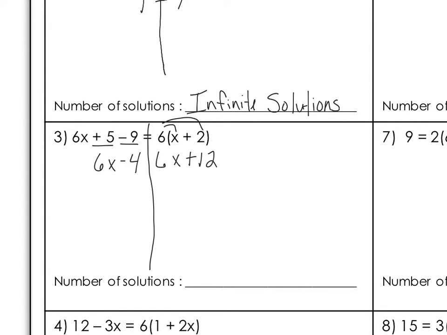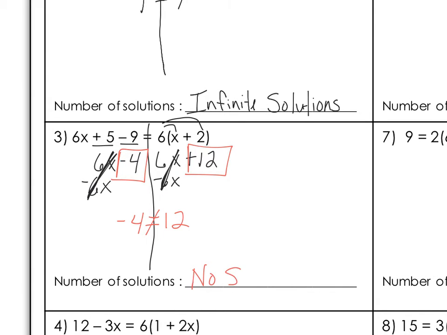Again, eliminate the variable from one side of the equation. So I'm going to subtract 6x from the right-hand side to eliminate it. That means I have to subtract 6x from the left-hand side. 6x minus 6x eliminates from the left as well. And I'm left with negative 4 on the left, 12 on the right. Negative 4 does not equal 12, so therefore this has no solutions.